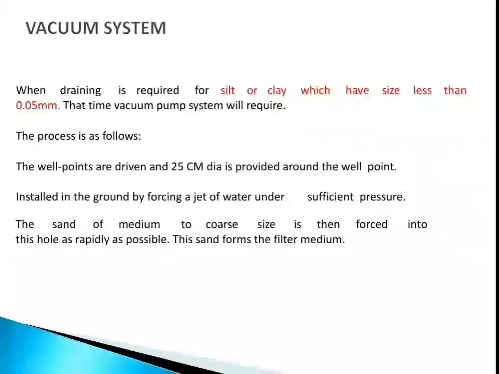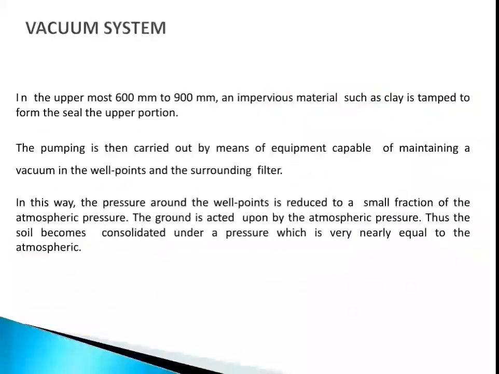The process is as follows. The well points are driven, and a 25 cm dia hole is provided around the well point, installed in the ground by forcing a jet of water under sufficient pressure. Sand of medium to coarse size is then forced into the hole as rapidly as possible, and this sand forms the filter medium. In the uppermost 600 mm to 900 mm, an impervious material such as clay is stamped to seal the upper portion.